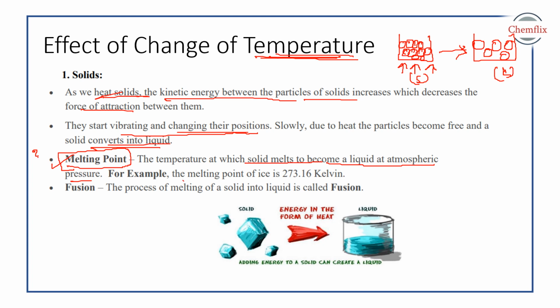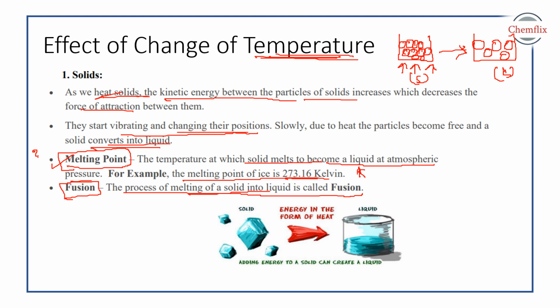For example, the melting point of ice is 273.16 Kelvin. Kelvin is the unit that you already studied. So the melting point is at a fixed temperature, that is 273.16. Now fusion, another term. The process of melting of solid into liquid is called fusion. So what is melting point? Melting point is a fixed temperature. What is fusion? The process of melting of solid into liquid is called fusion.